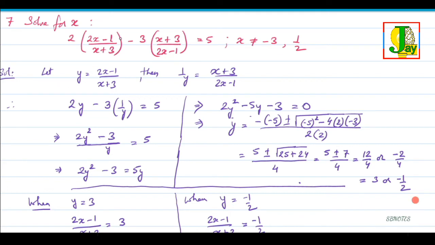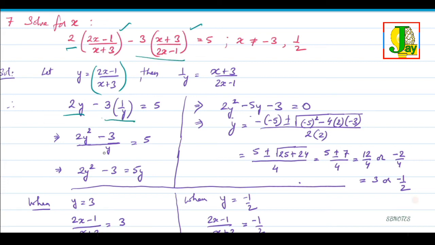The trick is when you find this part and this part to be the reciprocal of each other, you can take one as y and the other one as 1 by y. So that is what we have done. We have taken the first part as y, that's this, and so the reciprocal of this, x plus 3 by 2x minus 1, is 1 by y. So instead of writing this whole thing again, we are just writing 2y and minus 3 into 1 by y.